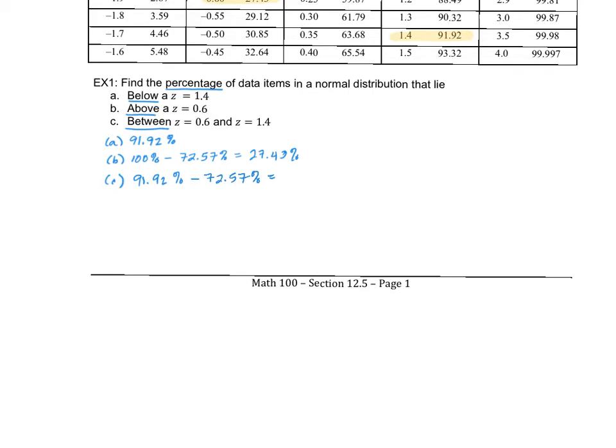So when we do this subtraction, we get 19.35. So 19.35% of our data items fall between a z-score of 0.6 and a z-score of 1.4. Whenever you're looking for below or between, you just take the exact percentile, tack on a percent sign. Whenever you're looking for above, you do have to make that adjustment because the table only gives you below.